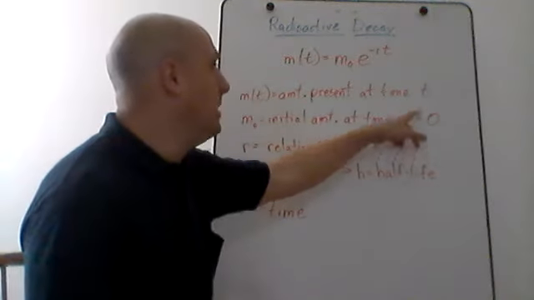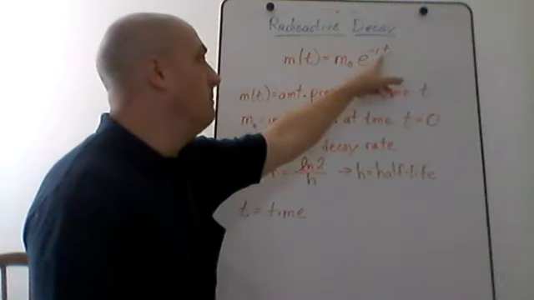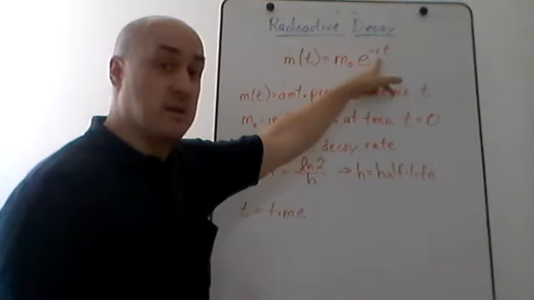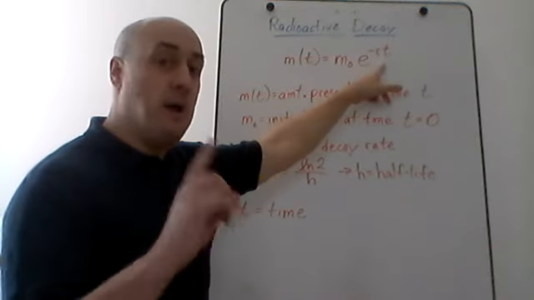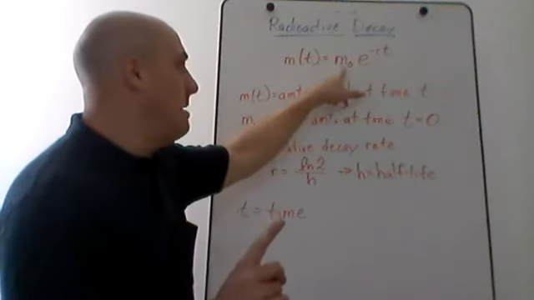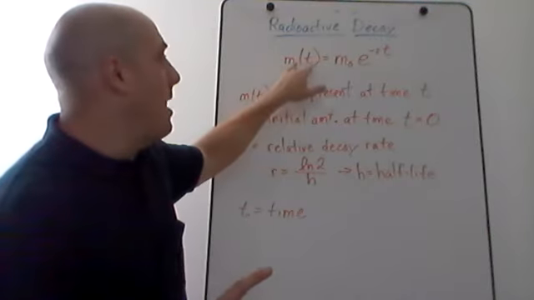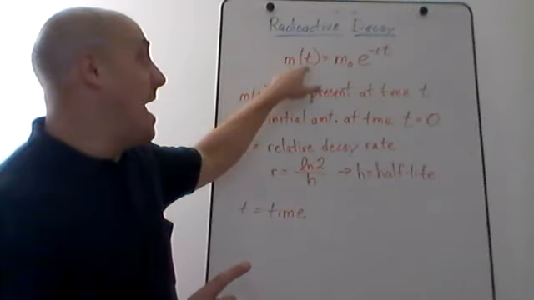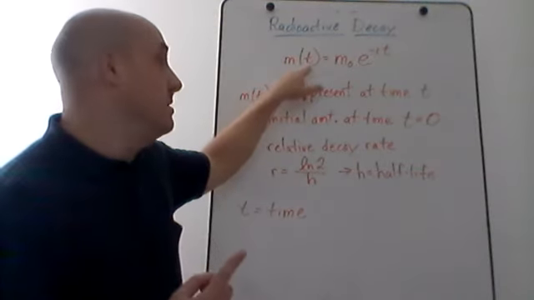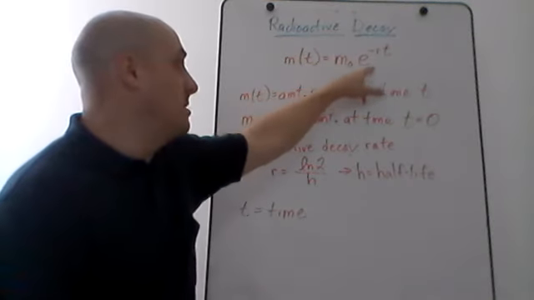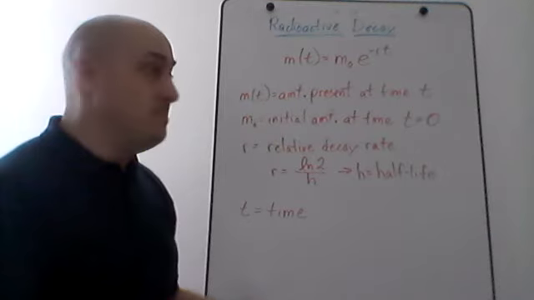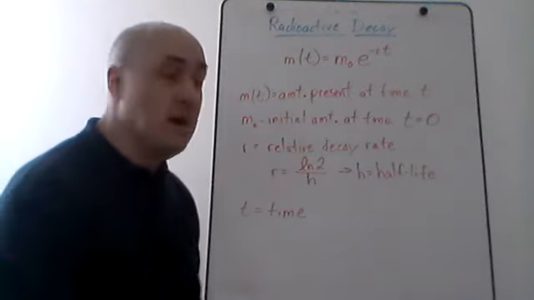If you think about it, if I plug in t equals 0, well, 0 times whatever r is going to equal 0. So I'm going to have e to the 0 power. Anything to the 0 power equals 1. So I end up with m sub 0 times 1. So my amount that's present at time t equals 0, when I plug in a 0 for t, equals that m sub 0, because it just becomes m sub 0 times 1. And so that m sub 0 is always going to be my initial amount of whatever it is.